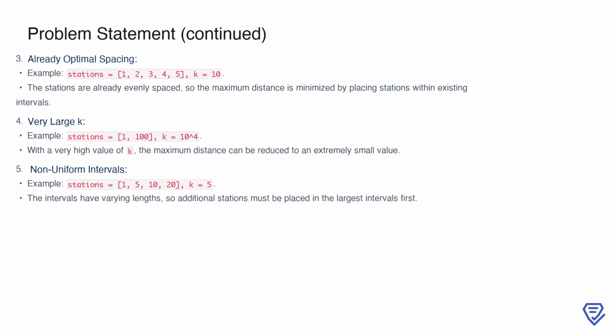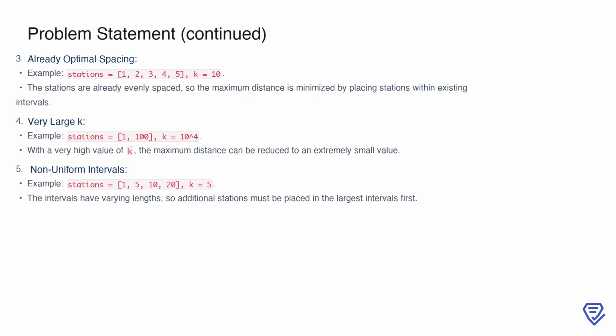Finally, let's review some edge cases. If there is only one station, for example stations equals [0] and k equals 1, we can place one additional station anywhere, as there's no existing gap to manage. When there are large gaps, such as stations equals [1 billion] with k equals 100, additional stations must be placed strategically to reduce the largest interval.